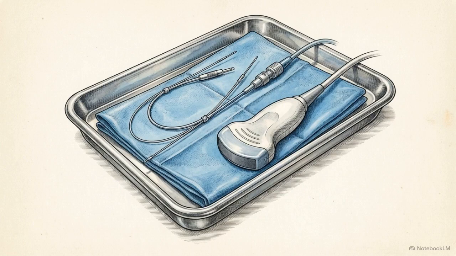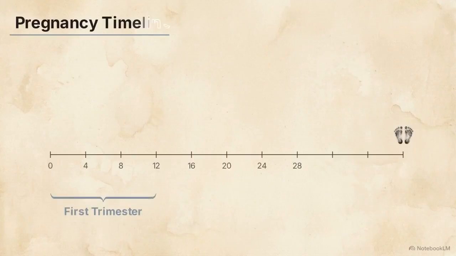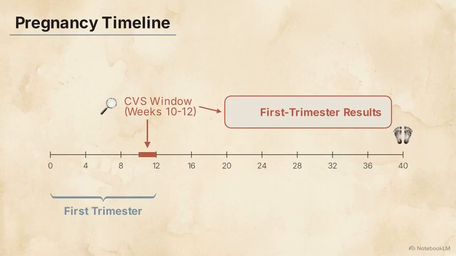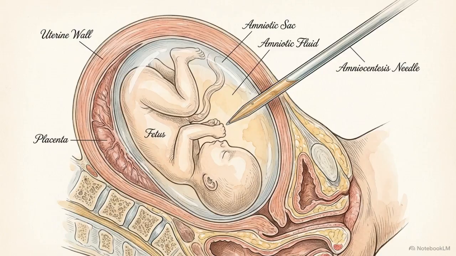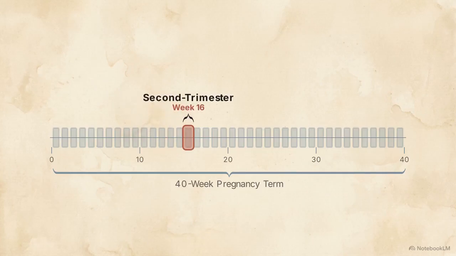To acquire that DNA early, one option is chorionic villus sampling, or CVS. A doctor takes a transcervical or transabdominal biopsy of the placental tissue. CVS can be performed between the 10th and 12th weeks of pregnancy, yielding first trimester results. The alternative is amniocentesis. This involves the aspiration of the amniotic fluid surrounding the fetus. It is typically performed slightly later, around the 16th week of pregnancy.